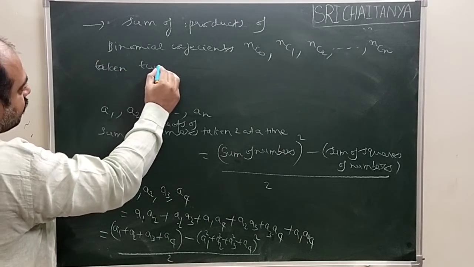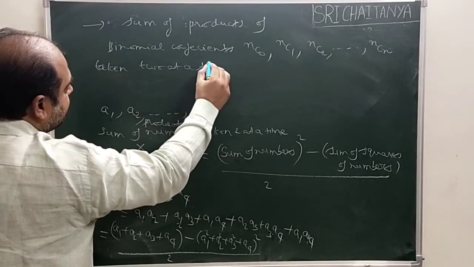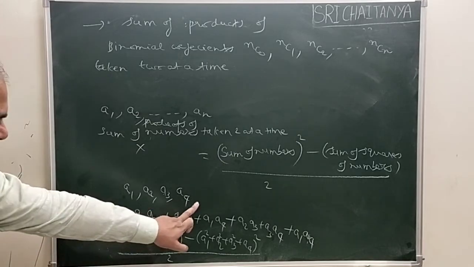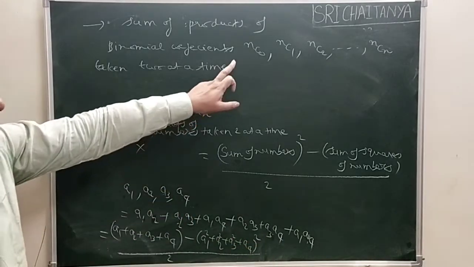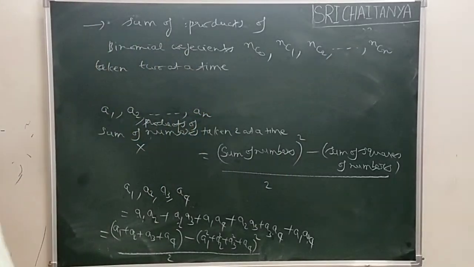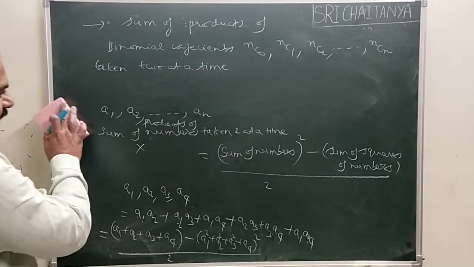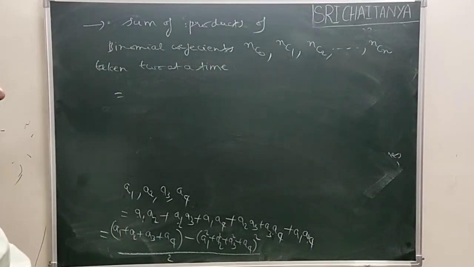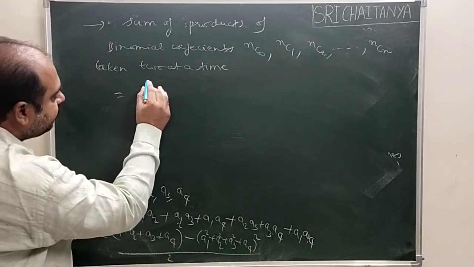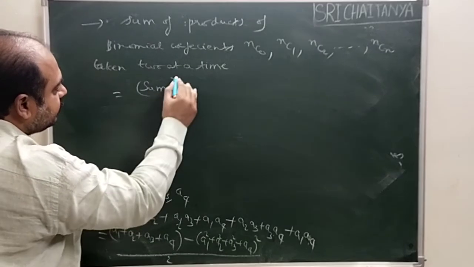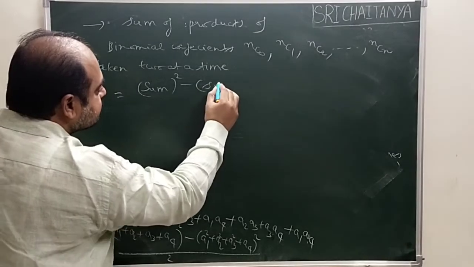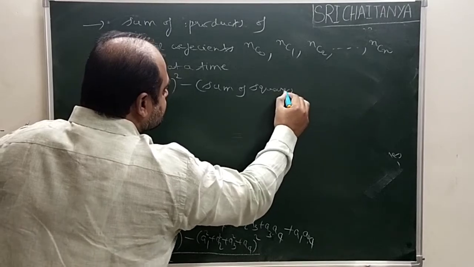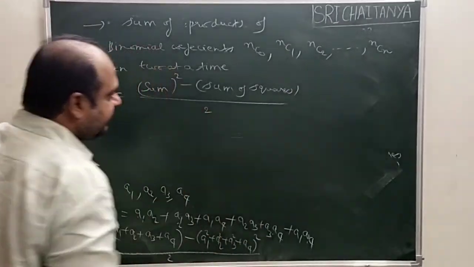Taken 2 at a time means like this. N numbers are there, A1, A2 and so on, AN. They are N numbers. What is the formula I told? Taken 2 at a time means sum square minus sum of squares, divided by 2.